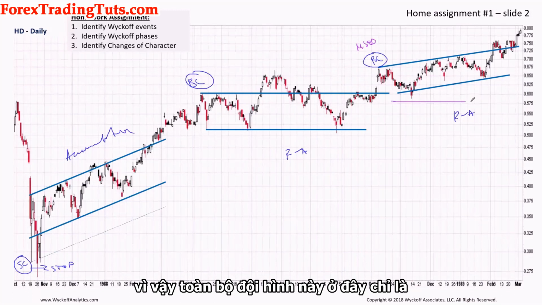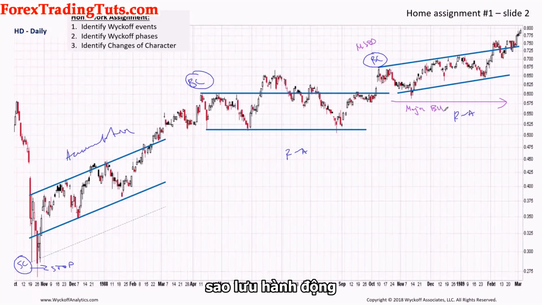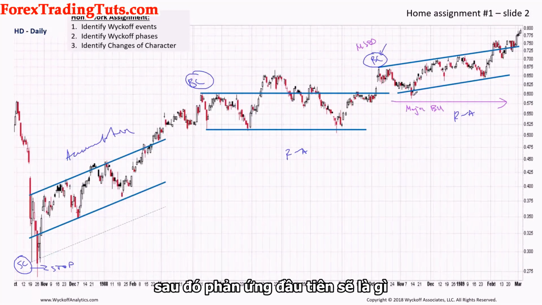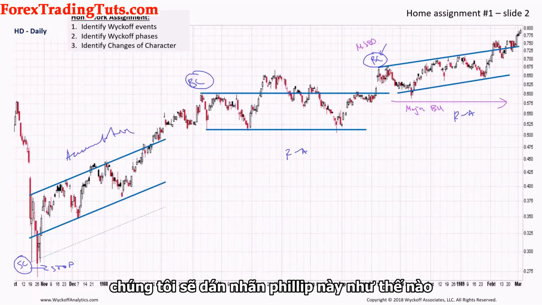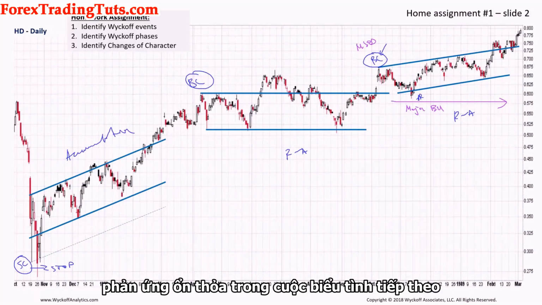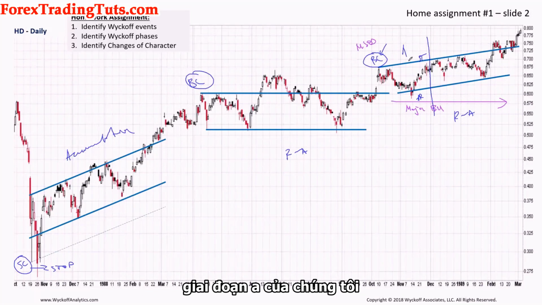So this whole formation here is just basically a major backing up action that starts with the buying climax, with the stopping action, and then what would be the first reaction? How would we label this, Philip? It's an automatic reaction. Automatic reaction. Okay, the next rally. Secondary test. Secondary test concludes our phase A.